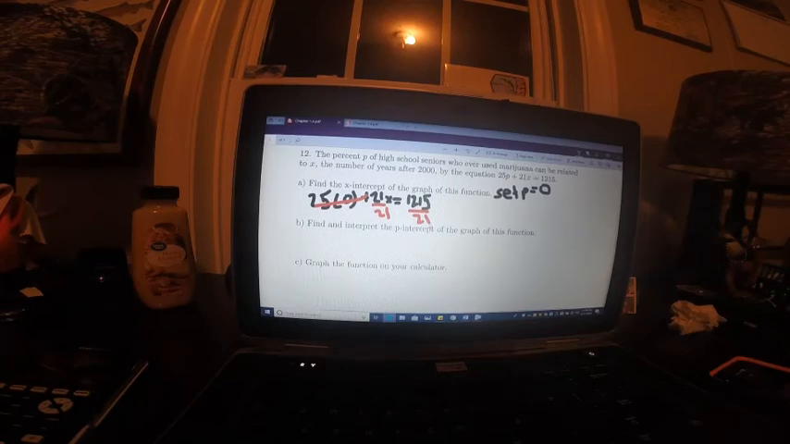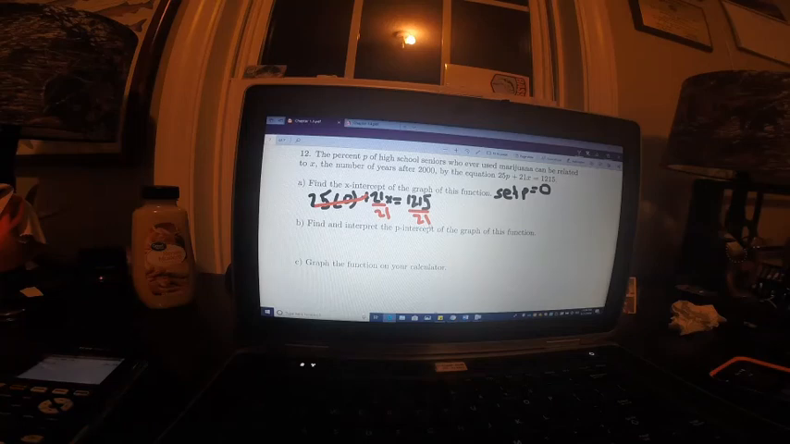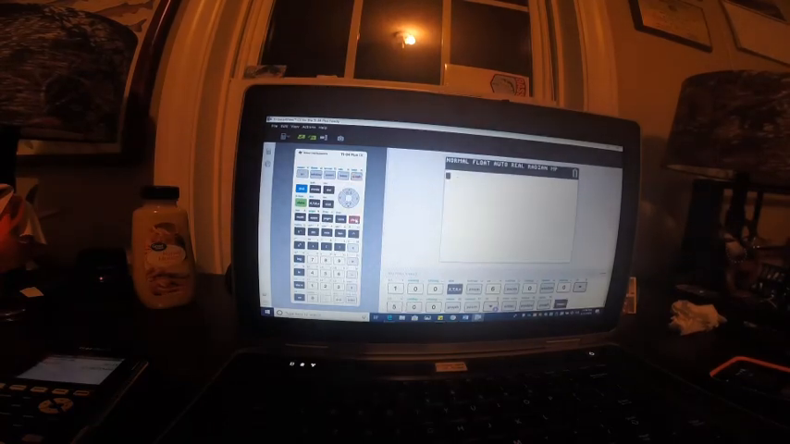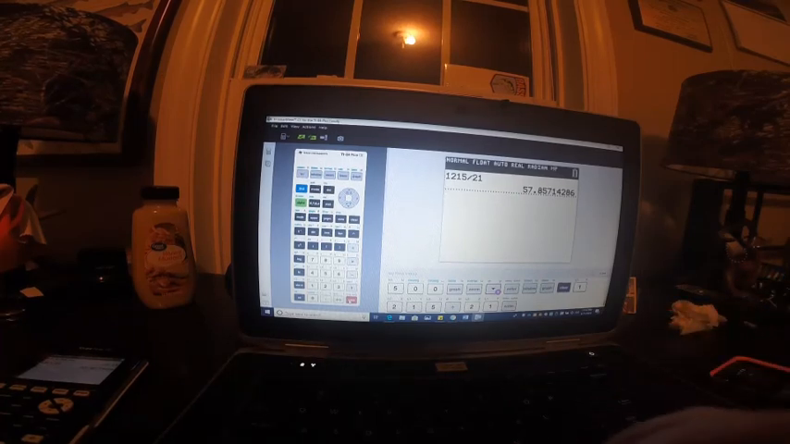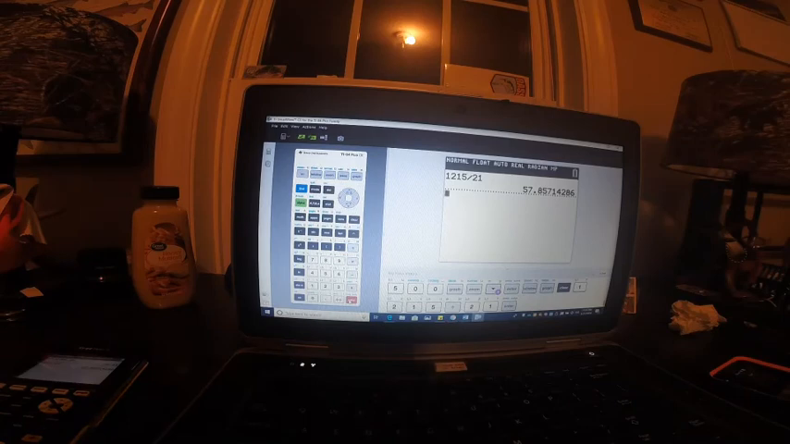So 1,215, you can take it on your calculator and do it. 1,215 divided by 21 should give you a decimal. It's not always going to be a pretty whole number. So if I clear this out, I'm looking at 1,215 divided by 21. It gives you 57.857142 approximately. I'm going to round it to 2 decimal places. I'm going to say 57.86.